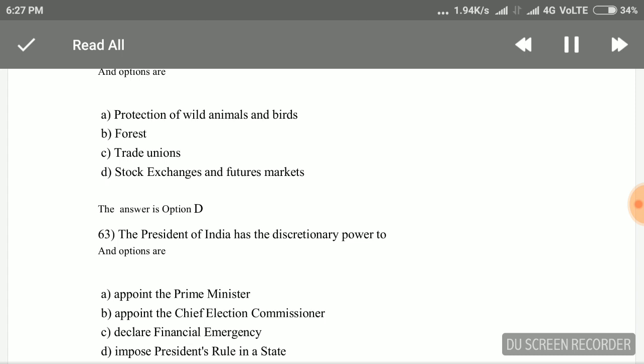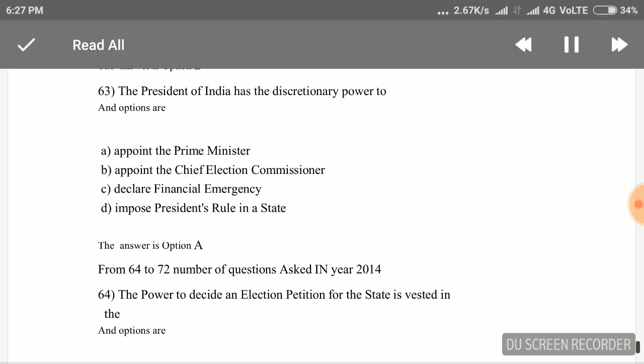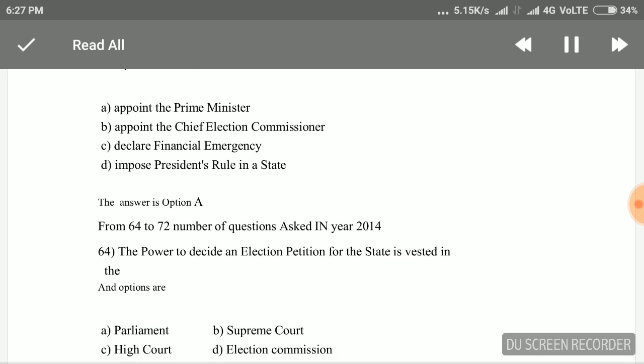63. The President of India has the discretionary power to. And options are A. appoint the Prime Minister, B. appoint the Chief Election Commissioner, C. declare financial emergency, D. impose President's rule in a state. The answer is option A.